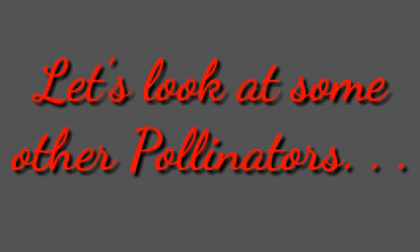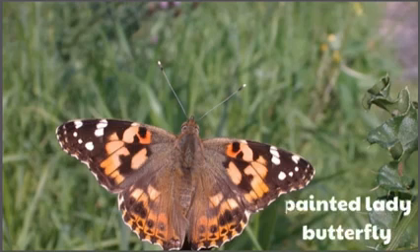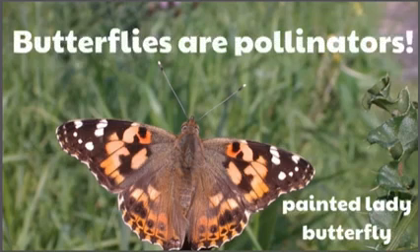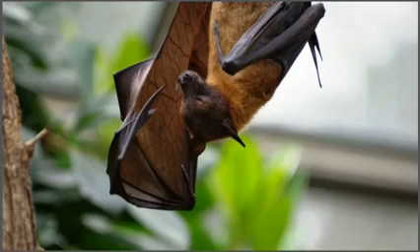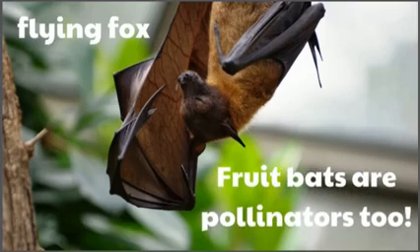Let's look at some other pollinators. This is a butterfly, and this one is called a painted lady butterfly. Butterflies are pollinators. What kind of animal is this? That's right, that's a bat. This is a flying fox, which is a fruit bat, and fruit bats are pollinators too.